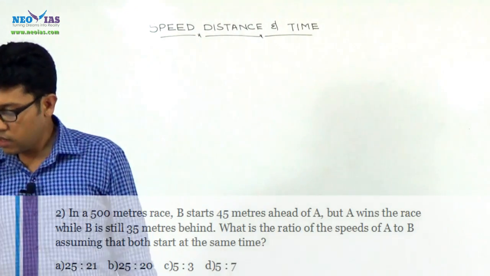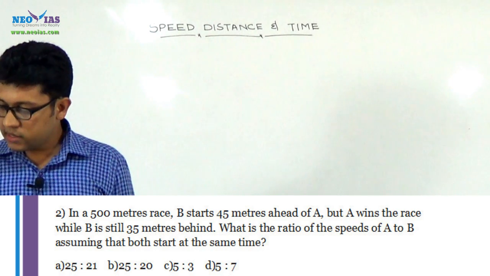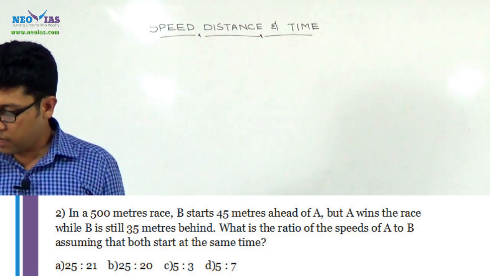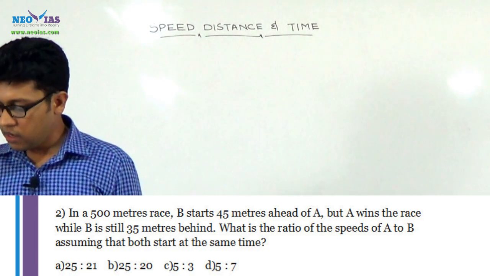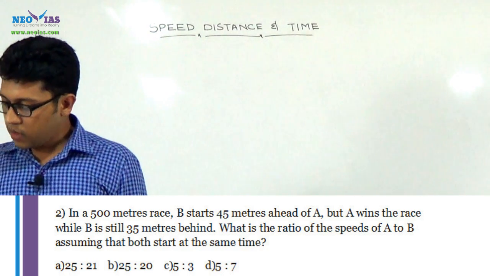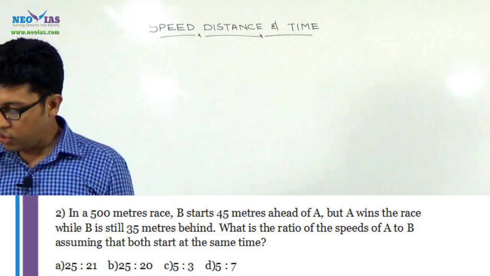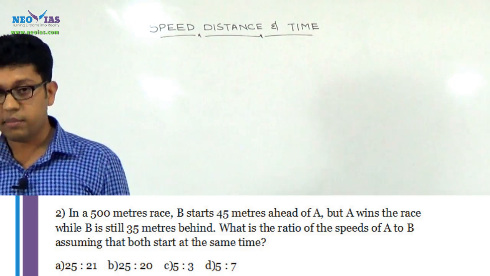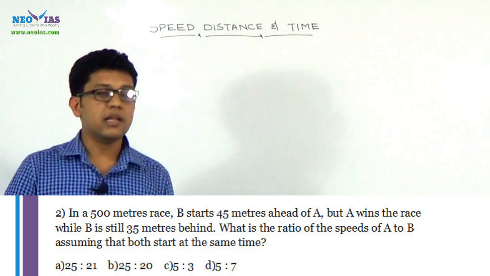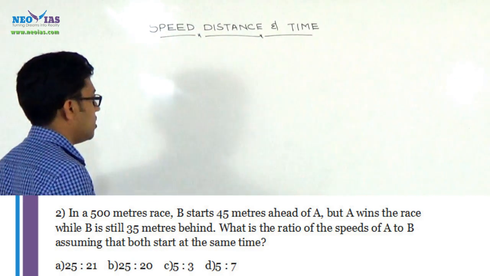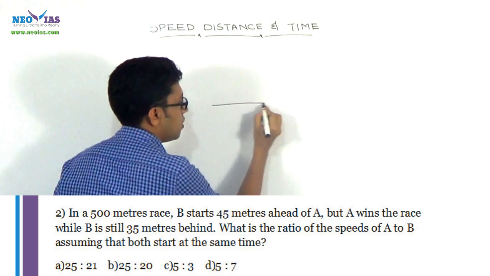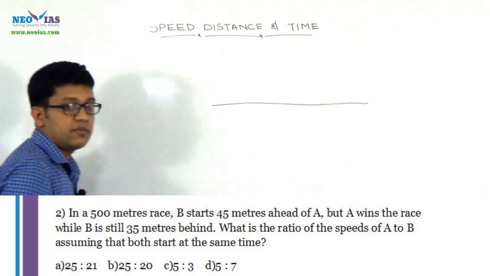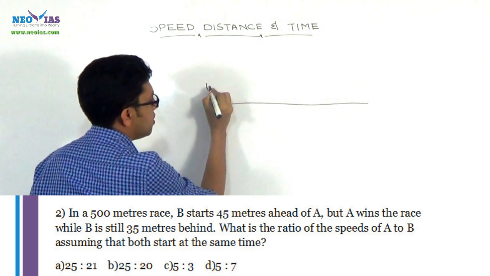Next question is: In a 500-meter race, B starts 45 meters ahead of A, but A wins the race while B is still 35 meters behind. What is the ratio of the speed of A to B, assuming that both start at the same time? Here they say that two participants are there for a race, a 500-meter race.